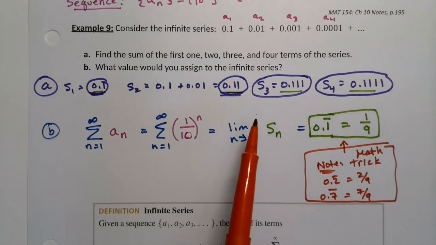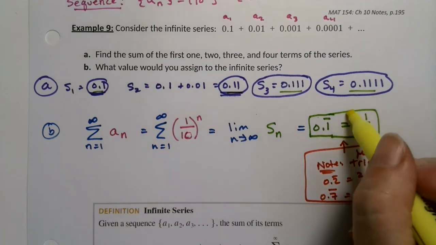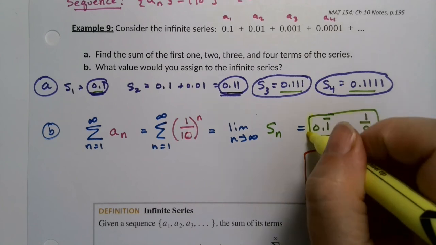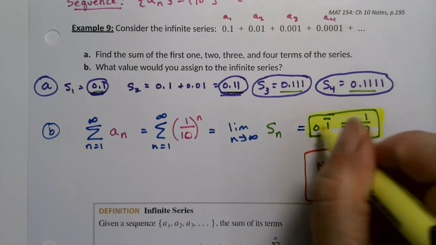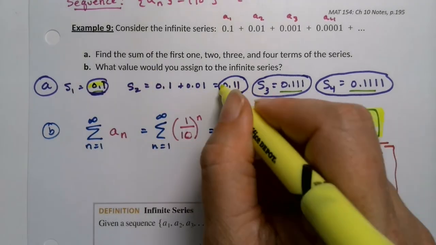So we've answered the question. That's the value we would assign the infinite series. The infinite series is 1/9, or 0.1 repeating. That's the infinite series. And these were each of the values for part A.